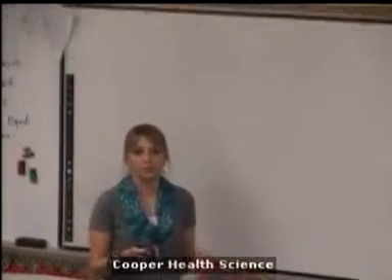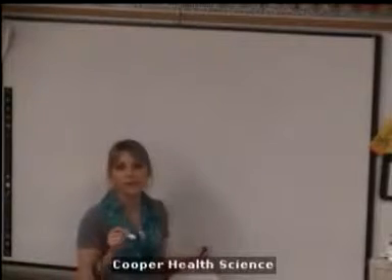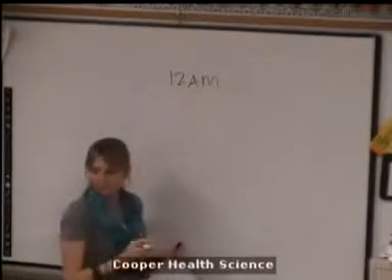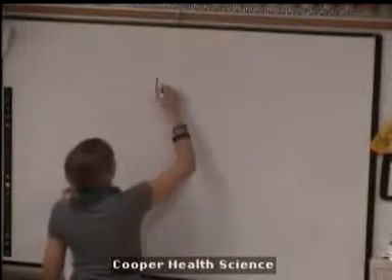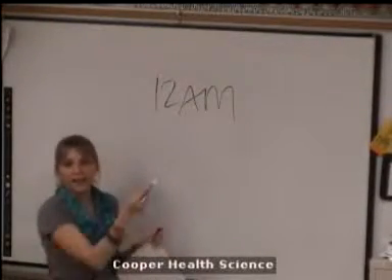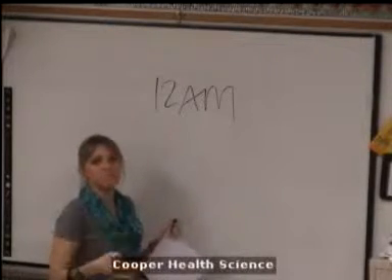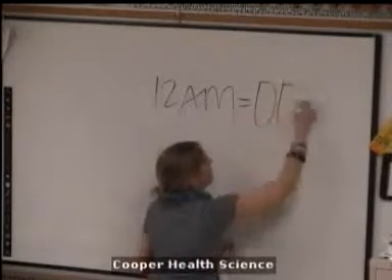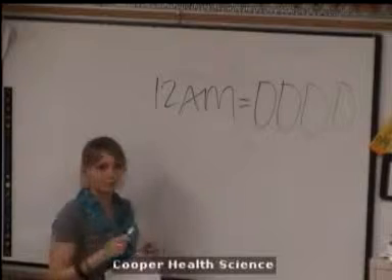Midnight starts at 0:00. The biggest area where people tend to get mixed up is 12 a.m. and 12 p.m. Let me make that a little bit bigger for you guys. 12 a.m. is midnight. So make sure you understand that. 12 a.m. is midnight, and in military time, that is 00:00.